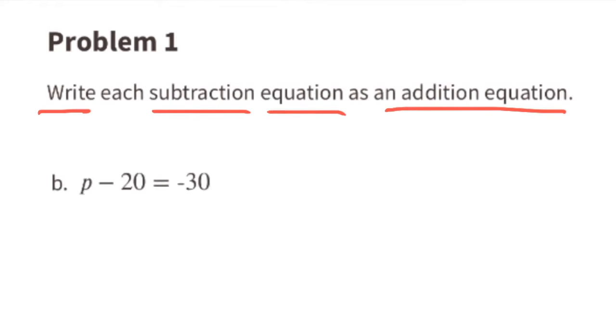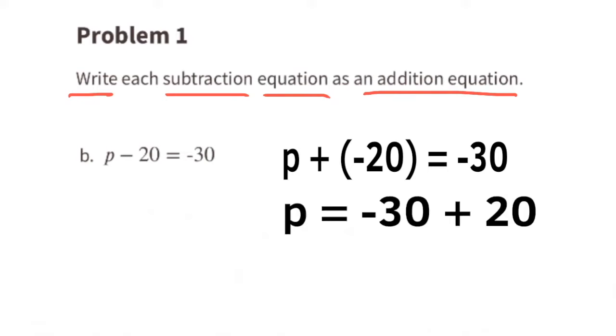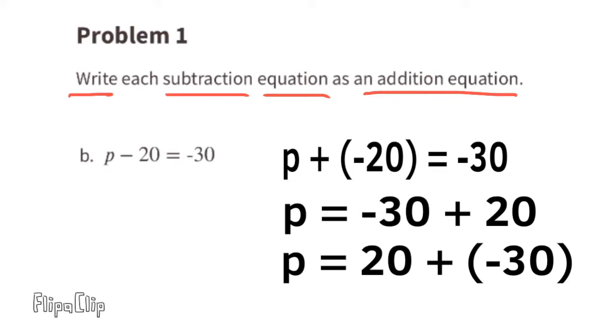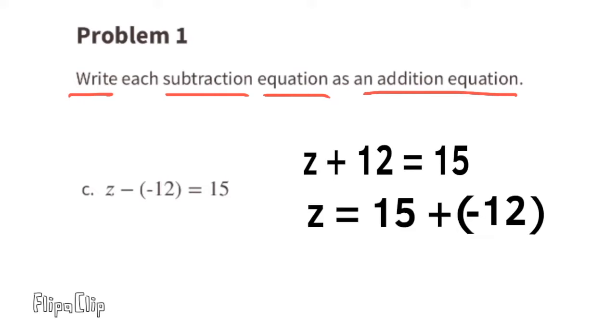B. P minus 20 equals negative 30. We can rewrite that as P plus a negative 20 equals negative 30, or P equals negative 30 plus 20, or P equals 20 plus a negative 30. C. Z minus a negative 12 equals 15. We could rewrite that as Z plus the opposite of negative 12, which is positive 12, equals 15. Or Z equals 15 plus a negative 12, or Z equals negative 12 plus 15.